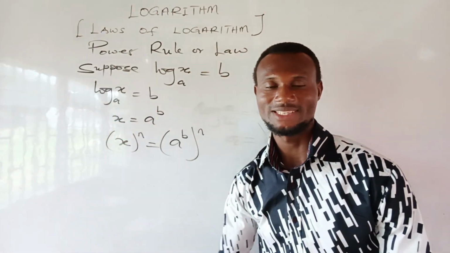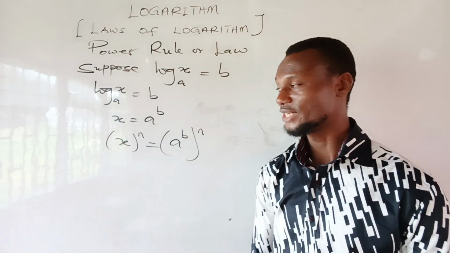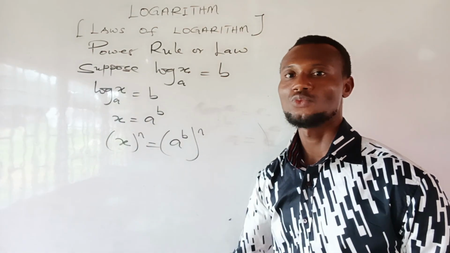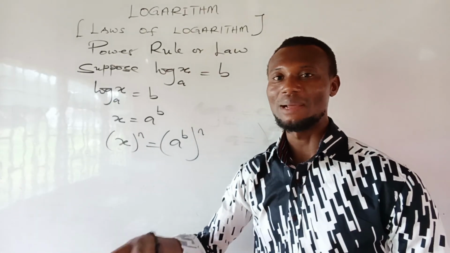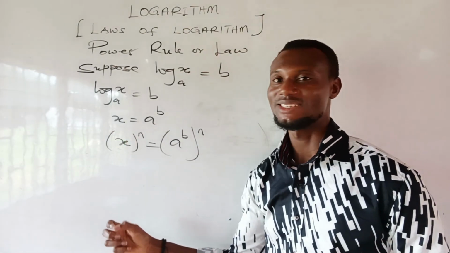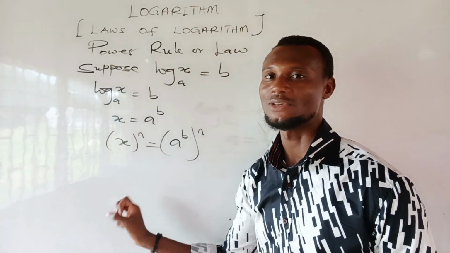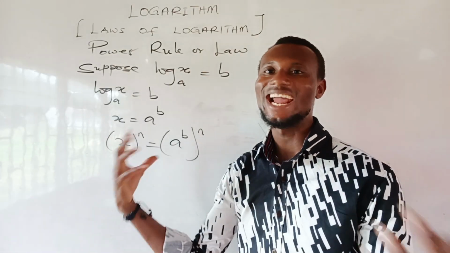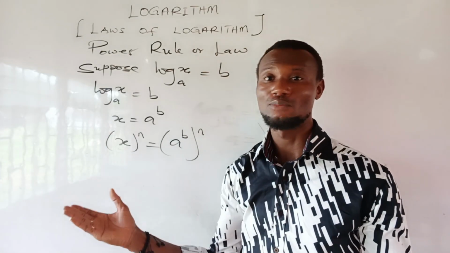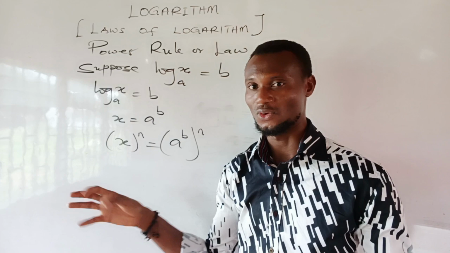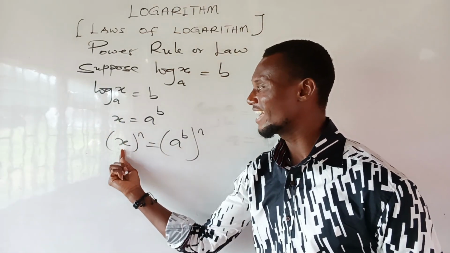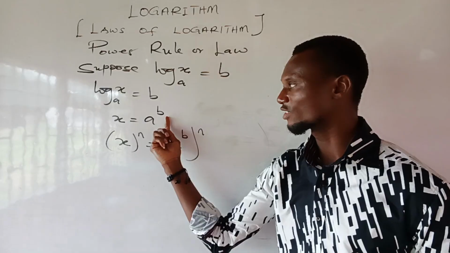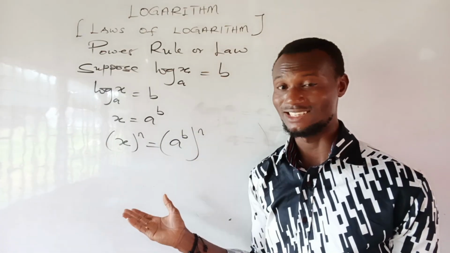To proceed with our proof, all that I'm saying is that because we want to establish the power rule, or the power law, the next step is that each side of the equation, we are going to raise it to the power n. You can use any variable that you want, it doesn't change anything. I just chose to use n. So I'm going to have s to the power n equals, then this also I'll raise it to the power n, as simple as that.